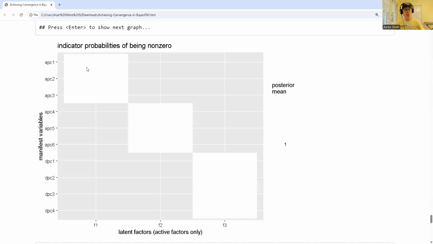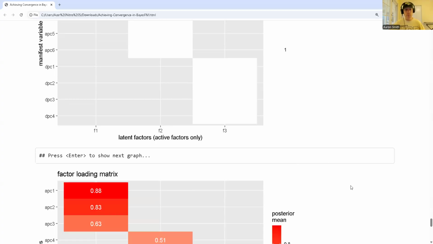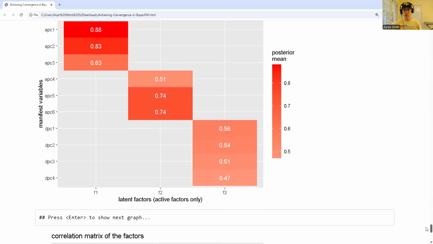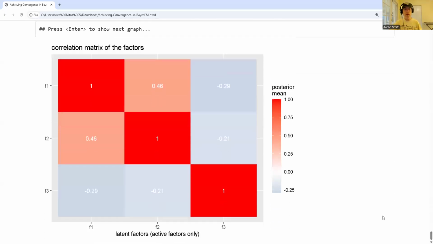And you'll notice that we have things set up the way that I thought it was from the correlation analysis, that the lower number APCs connect to a factor, the larger number APCs connect to a different factor, and the DPCs connect to a third factor. And now here we can actually look at the loading values. And so the darker red means that there's a stronger connection between the two. And then we can look at the correlation between factors. So we see a correlation between the larger and the lower APC column factors.